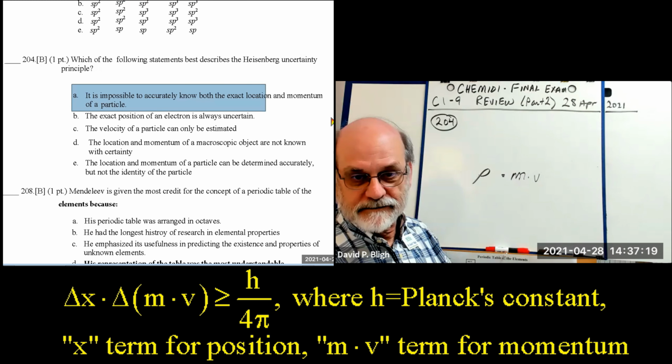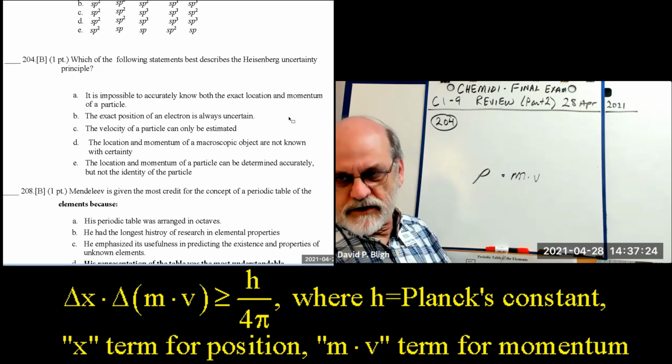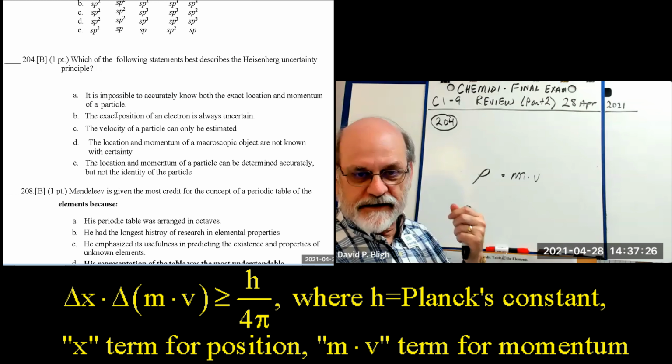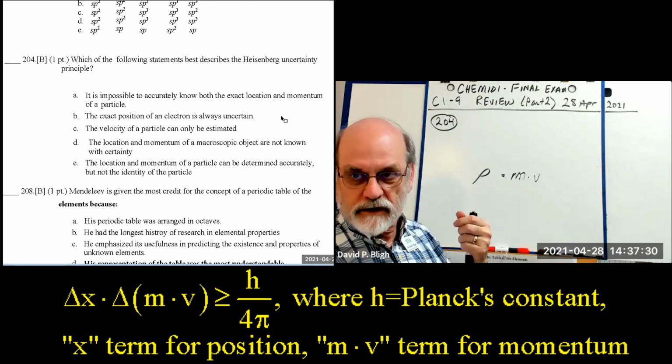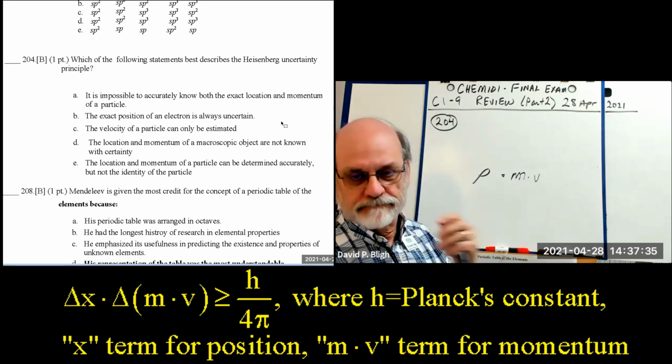That's the answer. Just for fun, let's look at these others. The exact position of an electron is always uncertain. No, you can know it. You just can't know how fast it's moving. You don't know its momentum.